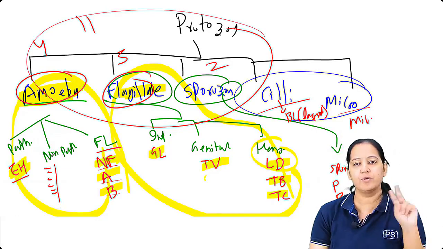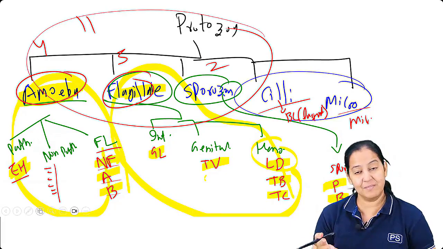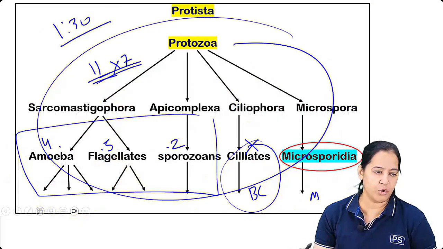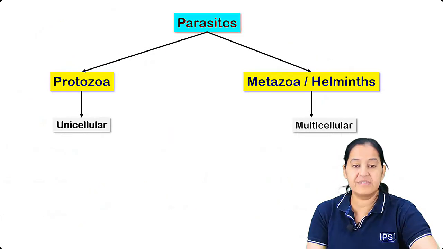In sporozoans I will teach you only 2: Plasmodium and Babesia. So it will take time. Some are very big. Some are very small. So on an average in the next 1.5 or 2 hours we are going to finish the protozoa.